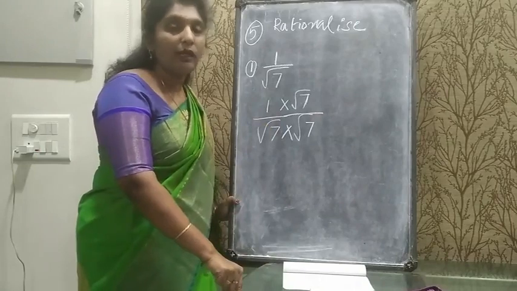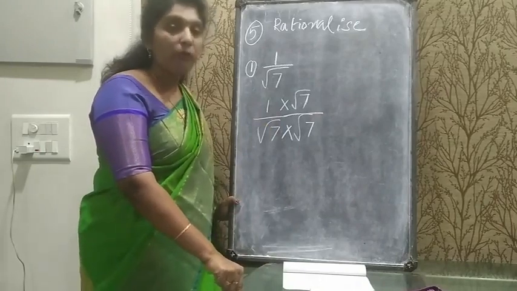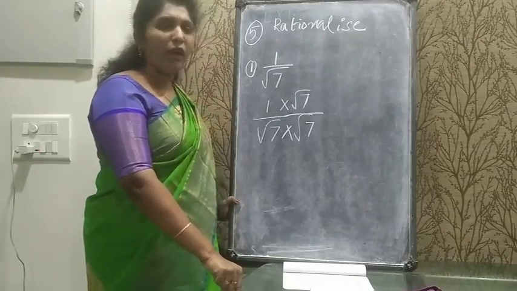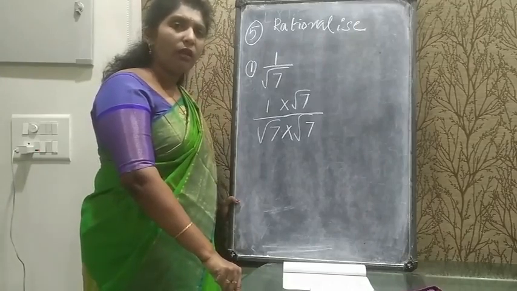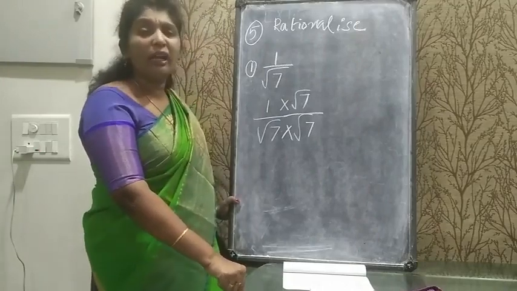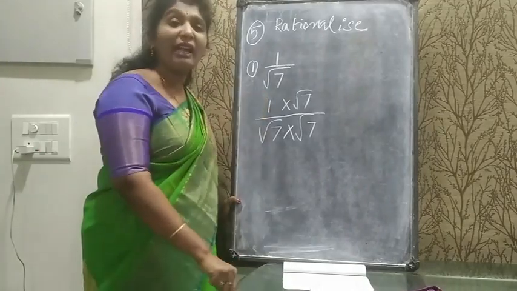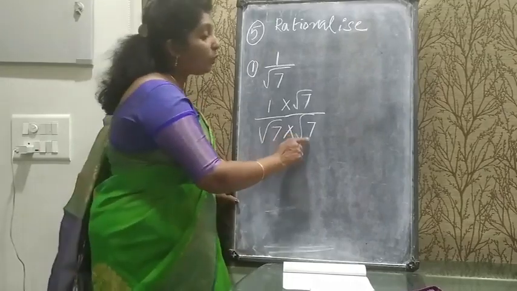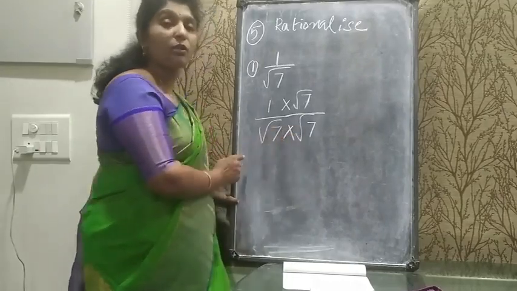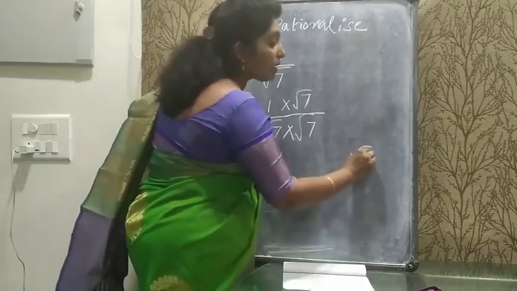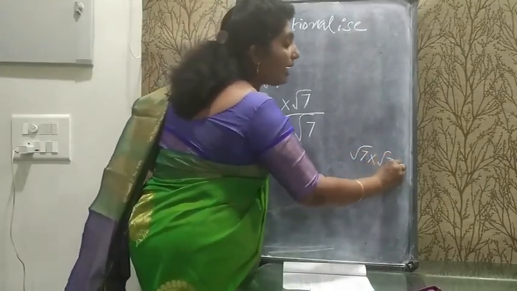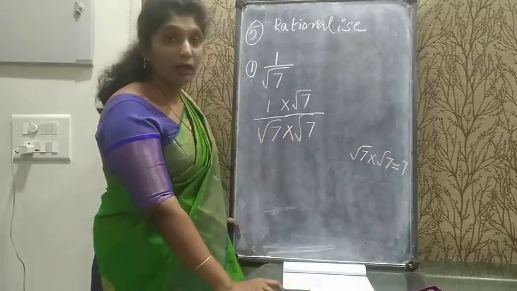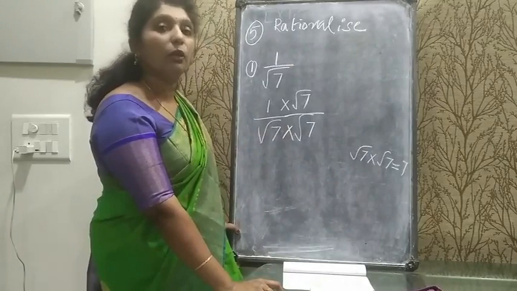So for making root 7 a rational number, I will multiply it with root 7 again. Why did I take only root 7? If I take any other number, I cannot make this root 7 rational. If I take root 7, then root 7 into root 7, which you have already seen in the previous videos, will be 7. So this way I can rationalize the denominator. That is why I multiplied with root 7.